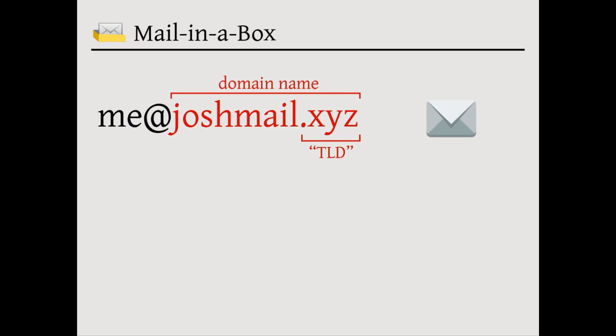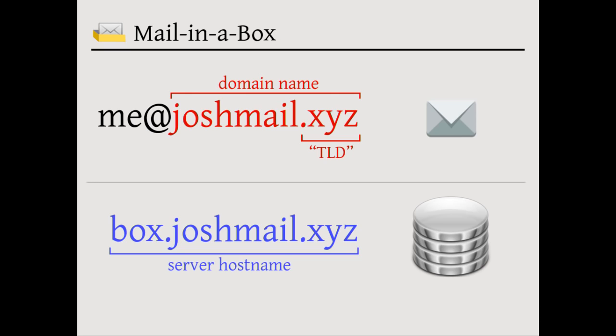The next thing you need to know is that your server is going to have a name. Its name should be box plus a period plus your domain name. In this example, the server's name will be box.joshmail.xyz. This is also going to be the address on the web for your mail services.